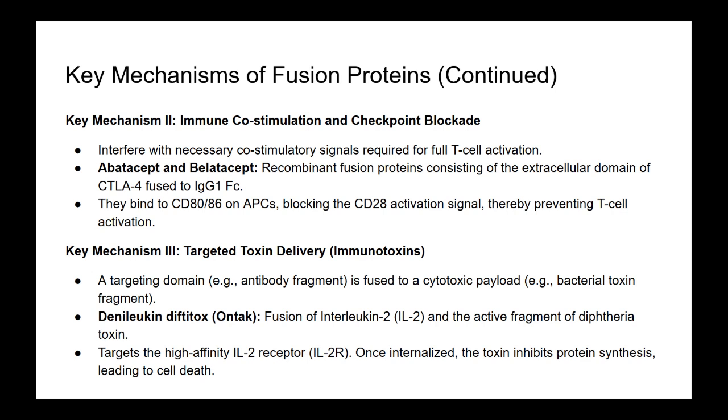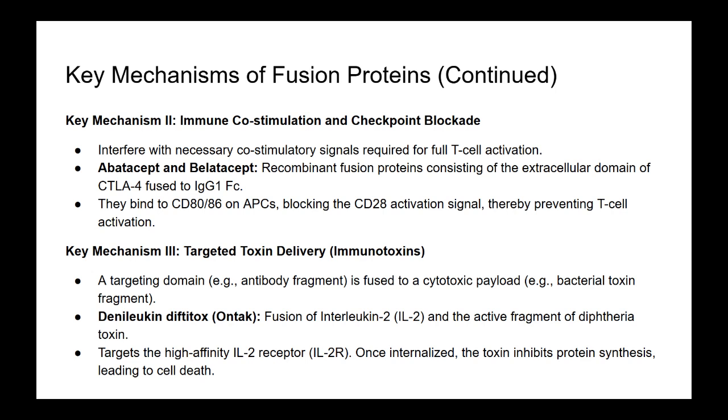Targeted toxin delivery through immunotoxins involves the fusion of a targeting domain, such as a variable region derived from an antibody or a cytokine, with a cytotoxic payload, which is typically a fragment of a bacterial toxin. These fusion proteins work by specifically binding to receptors that are overexpressed on the surface of target cells, such as tumor cells. Once binding occurs, the entire complex is internalized into the cell, where the toxic fragment is released inside.